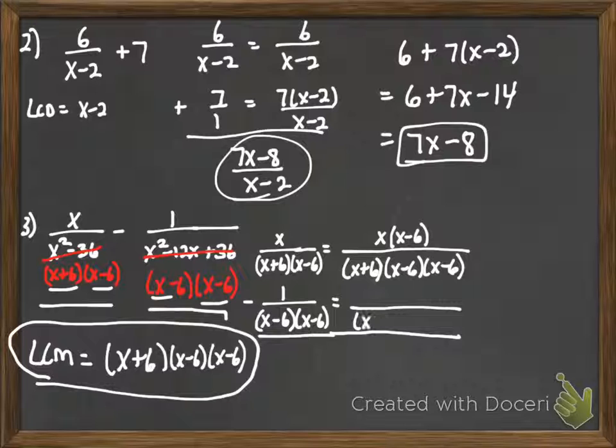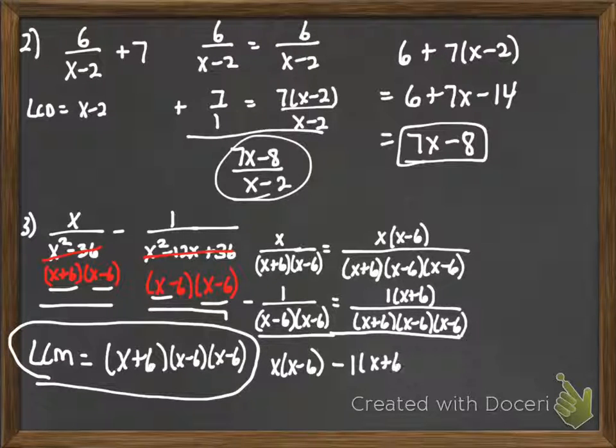And then we can go to our second fraction. Again, we look to see what additional stuff we had there. Well, we had an x minus 6 and an x minus 6. So what we need in addition now is the x plus 6. We put that on the top. And now we can take our numerators, x minus 6 and 1 times x plus 6, and put them together. The problem was originally subtraction, so we subtract them.